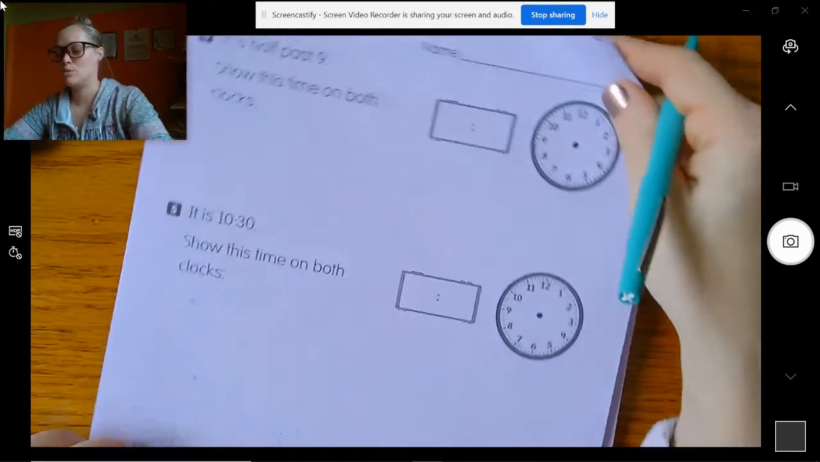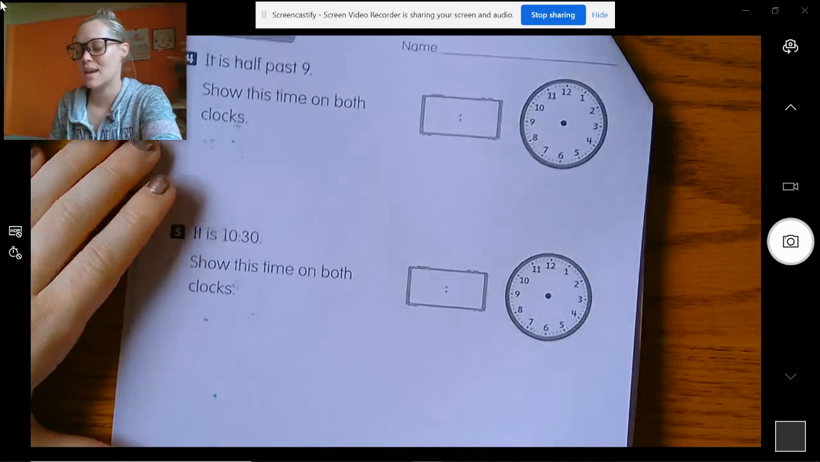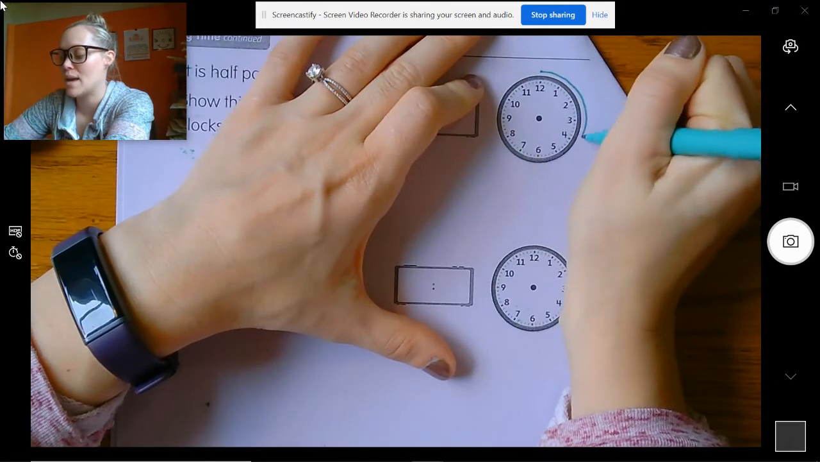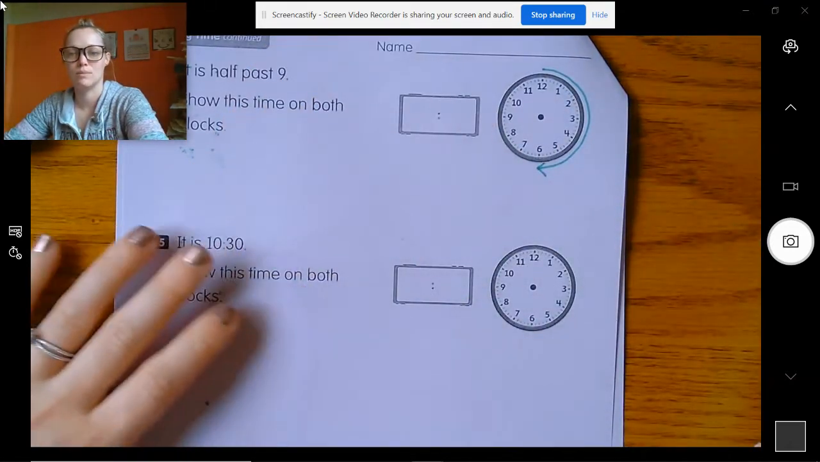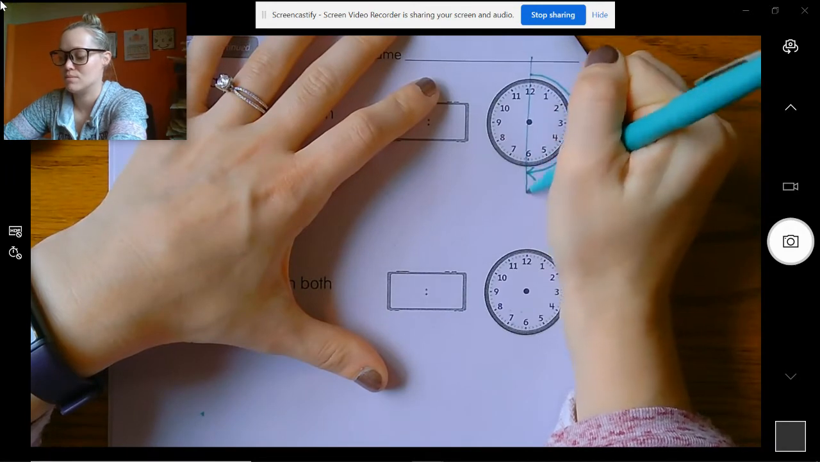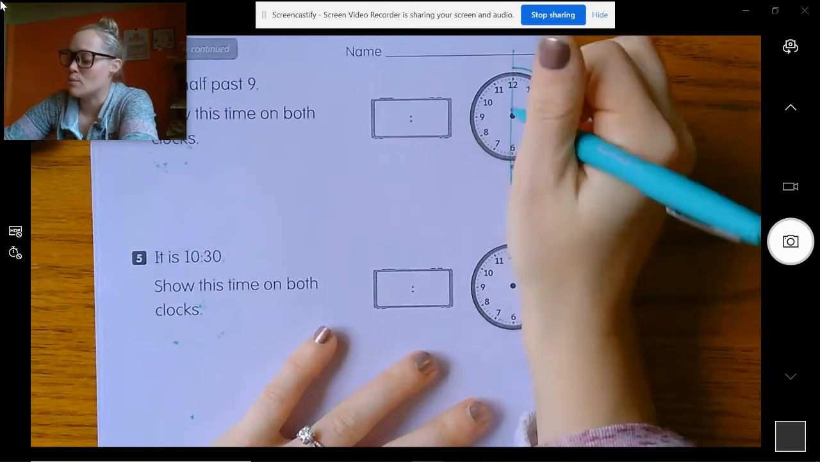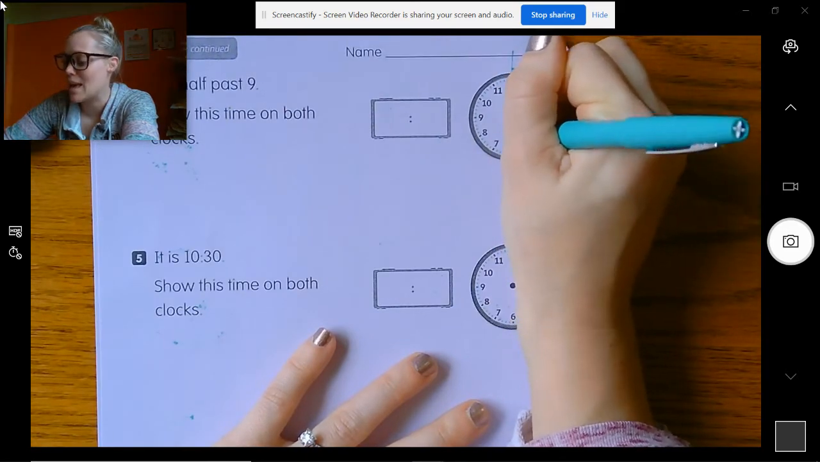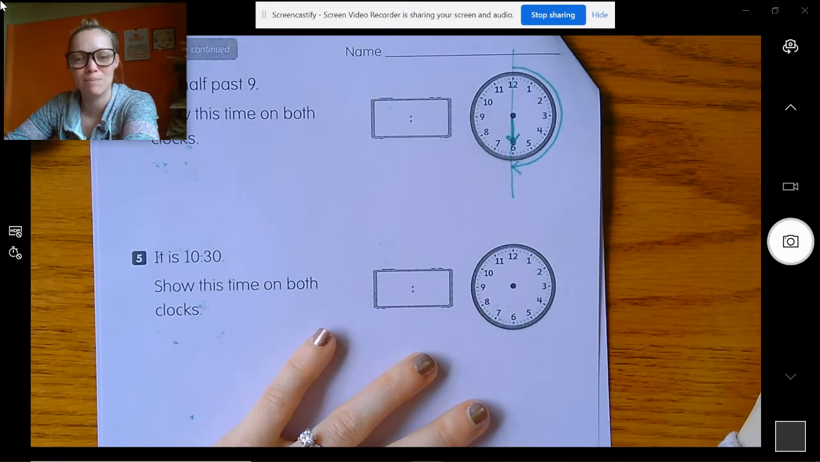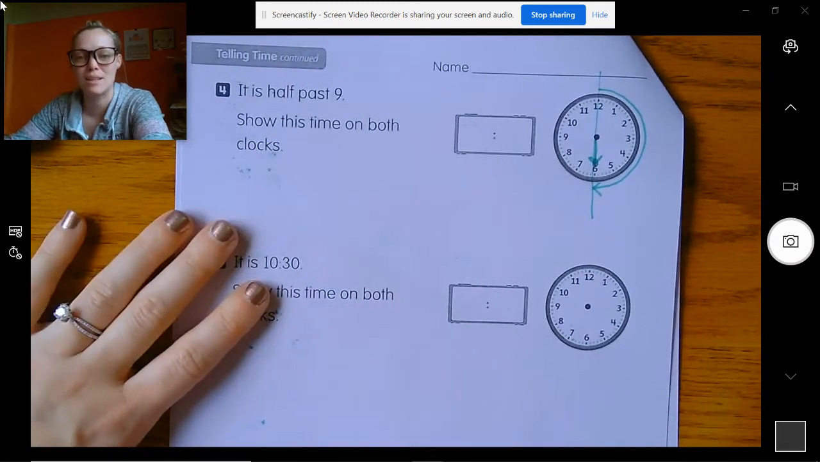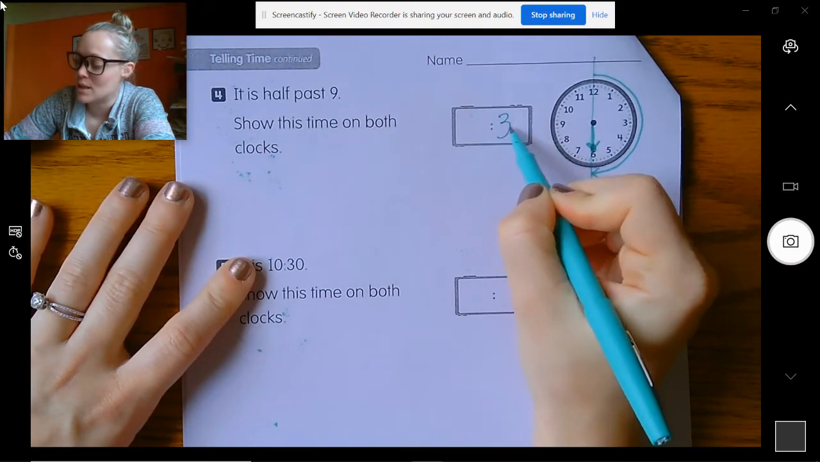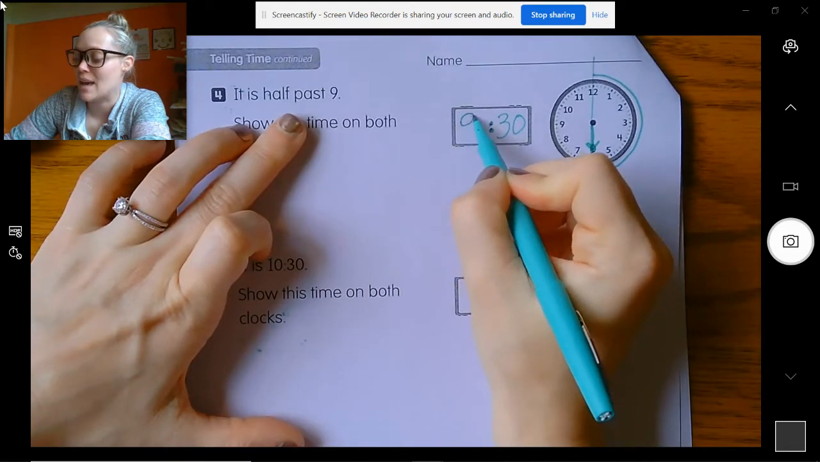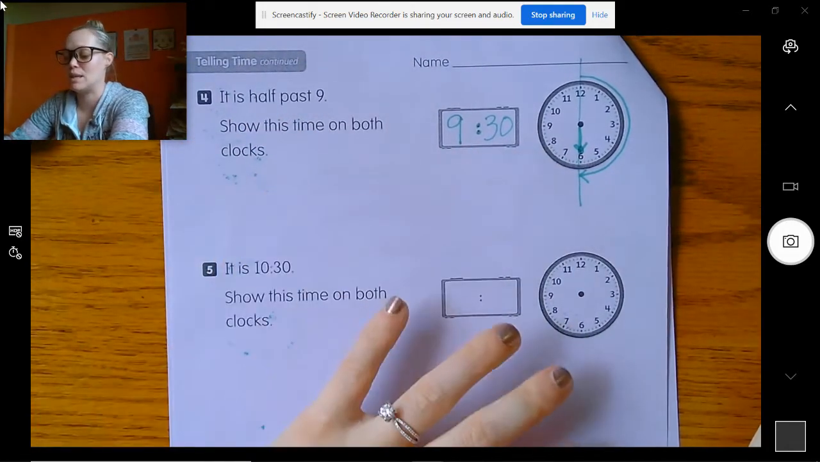And then the back side, we have 2 more problems. It is 9:30. Well, we know that half past means my minute hand goes halfway around the circle. My minute hand will be pointing straight down to the 6. That shows 30 minutes or half past. I know my minutes go here, 30. And we know that it's half past 9, so it'd be 9:30.